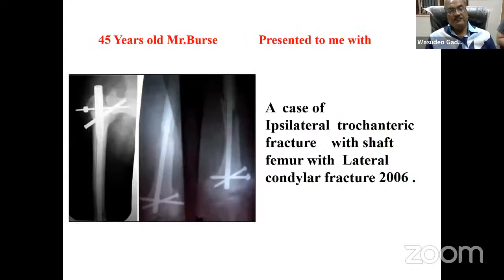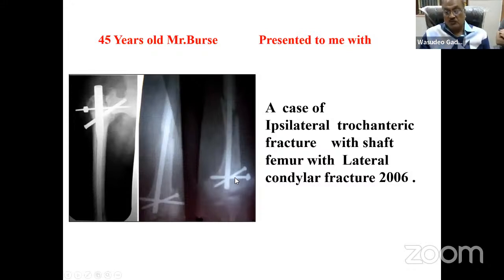Another example, which was done by one of my colleagues in 2007. This was an ipsilateral fracture of the femoral shaft as well as an intertrochanteric cervicobasal fracture. He could not put in two screws. He put in one screw without reduction, and a Knowles pin was put inside. There was a Hoffa fracture also, and he did something different in this case.